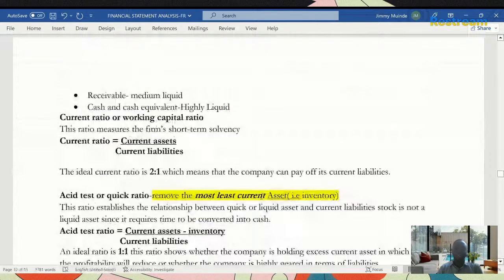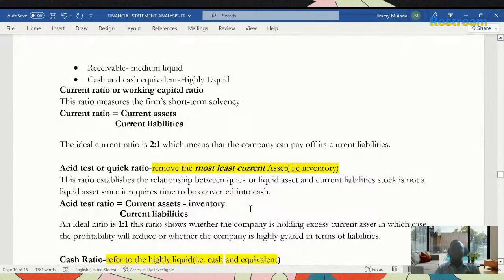So when you talk of the current ratio, this compares all current assets against all current liabilities. And the ideal or the most preferred ratio is usually a ratio of 2:1. In Arabic, they call it itnin is to wahid. That ratio of 2:1 means that the company has a higher capacity, has more than 100% to offset the liability. Then we have the acid test, or what we call quick ratio.